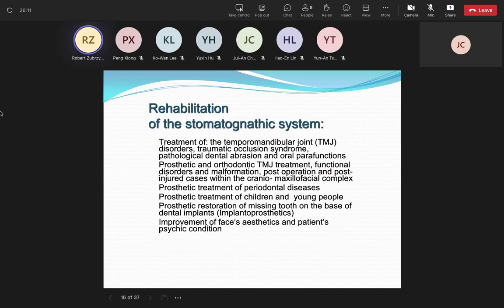And rehabilitation of the stomatognathic system, so the treatment of TMG disorders, traumatic occlusion syndrome, pathological dental abrasion, and oral parafunctions, prosthetic and orthodontic TMG treatment, functional disorders and malformations, post-operation and post-injured cases within the craniomaxillary complex, prosthetic treatment of periodontal diseases, prosthetic treatment of children and young people, prosthetic restoration of missing teeth on the base of dental implants, so implantoprosthetics, and improvement of face aesthetics and patient psychic conditions.